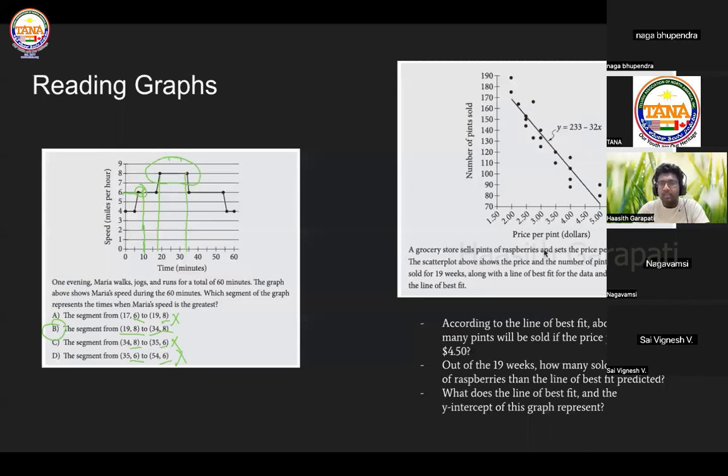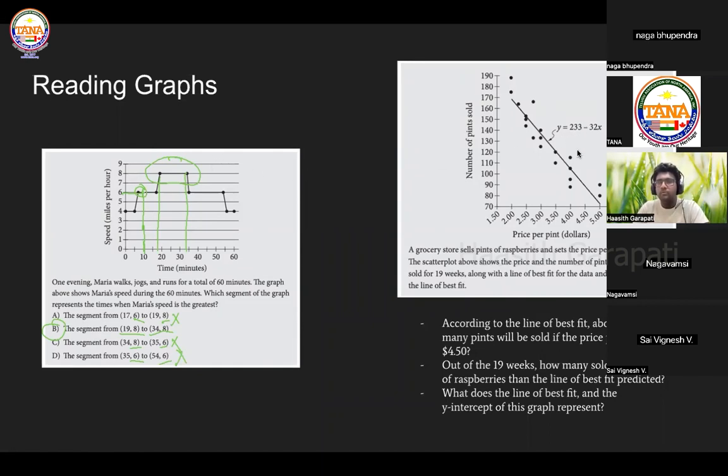So here it says, okay, the grocery store sells pints of raspberries and then they set the price per pint each week, meaning they change the price every week. And the scatter plot above shows the price and number of pints of raspberries sold for 19 weeks, along with the line of best fit for the data and an equation for that line.